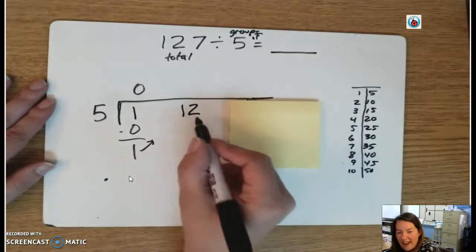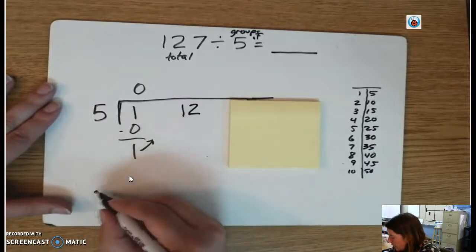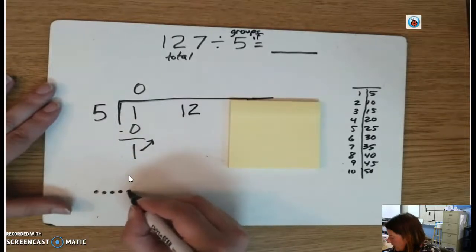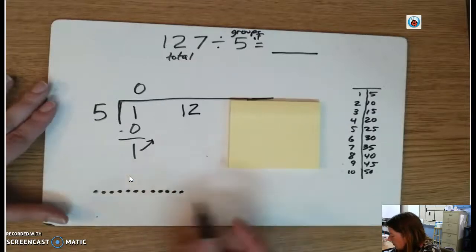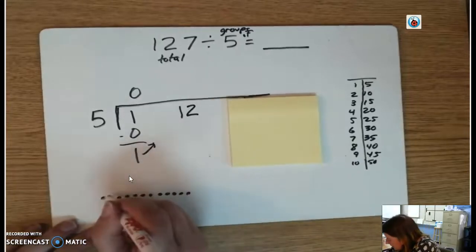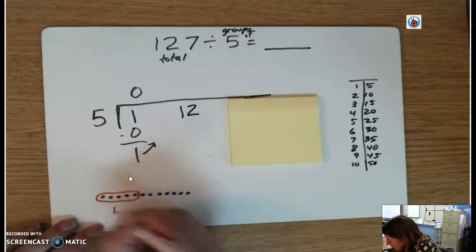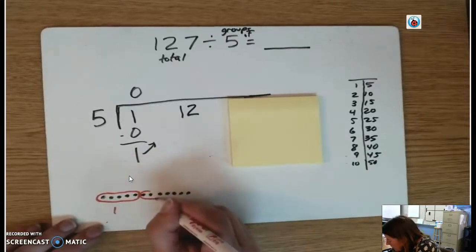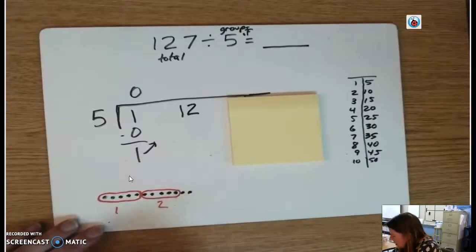Now if I had 12 pieces, how many groups of 5 could I make? Let's look. 1, 2, 3, 4, 5. There's one group. 1, 2, 3, 4, 5. There's 2 groups. I've got 2 pieces left over.